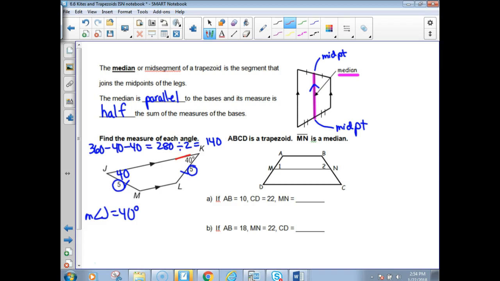would realize that angles K and L are consecutive interior supplementary. So it would be faster to do 180 minus 40 and get 140. Don't you agree? 180 minus 40 would be a lot faster. So regardless, I would like you to remember that the angles of any four-sided figure add up to 360. However, these are supplementary, so it would be faster to do 180 minus 40 and get 140. All right, so the measure of angle L is 140, and the measure of angle M is also 140.